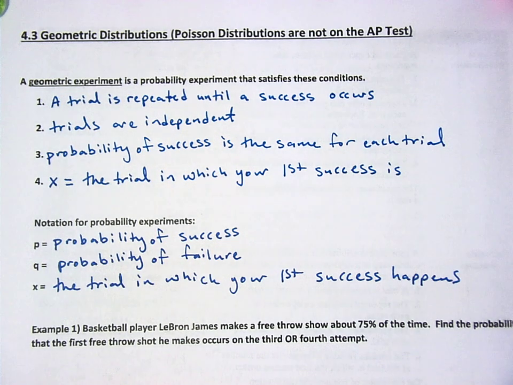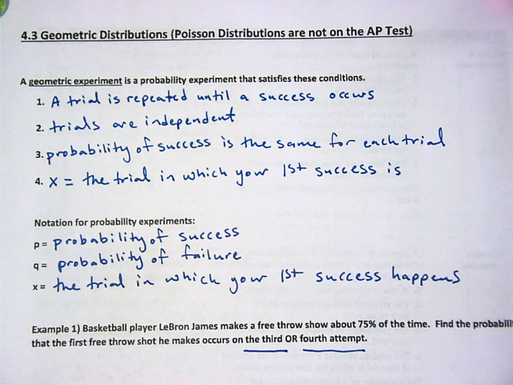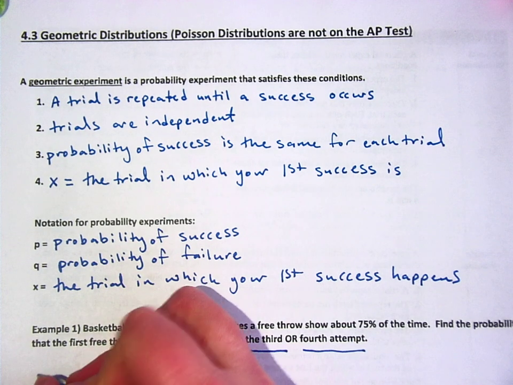Example 1. Basketball player LeBron James makes free throw shots about 75% of the time. Find the probability that the first free throw he makes occurs on the 3rd or the 4th attempt. Now, is this likely? No. What's the most likely thing to happen to him? He gets it on the first try. He's got a 75% chance of getting it on the first try. Everybody understand that? Okay.